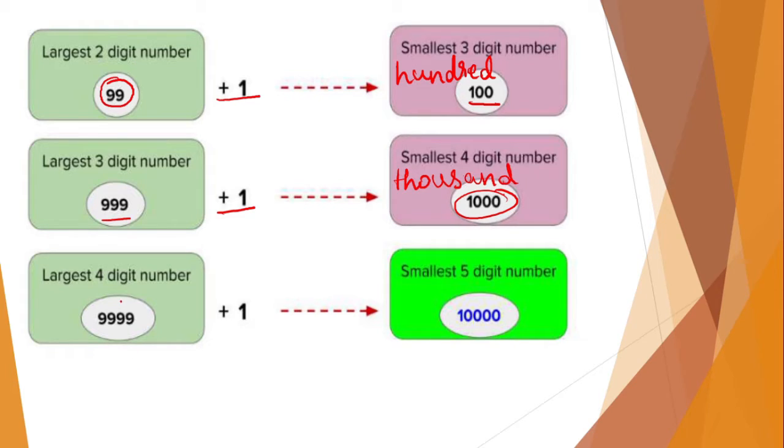And we have the largest four-digit number, which is 9999. When we add 1 to it, we get the smallest five-digit number, which is 10,000. The smallest five-digit number is called 10,000.